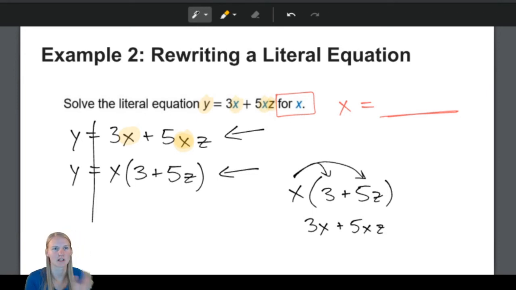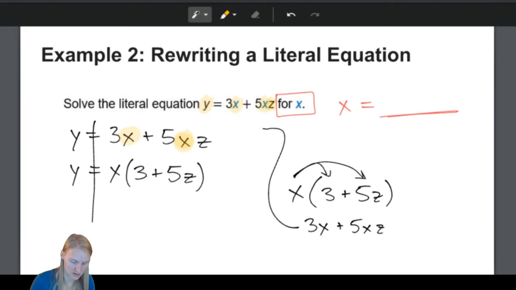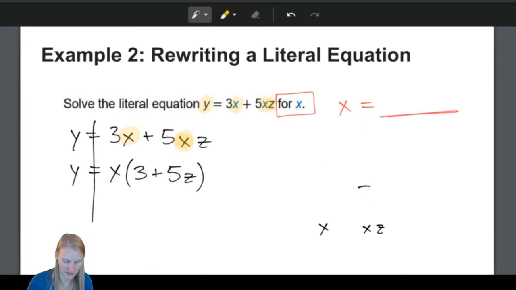Typically, they like you to write the variables in alphabetical order, so we wouldn't write 5zx, we would write 5xz, because x comes before z in the alphabet. And look at that, this is the exact same as what we have up here, which means that we undistributed correctly. So, let's do a recap. That was a lot. We took these x's right here, and we pulled them out into this x right here.